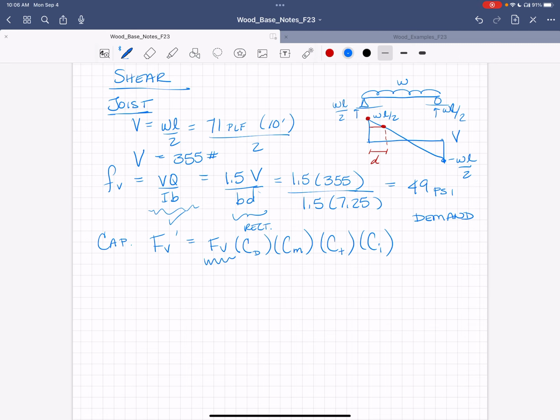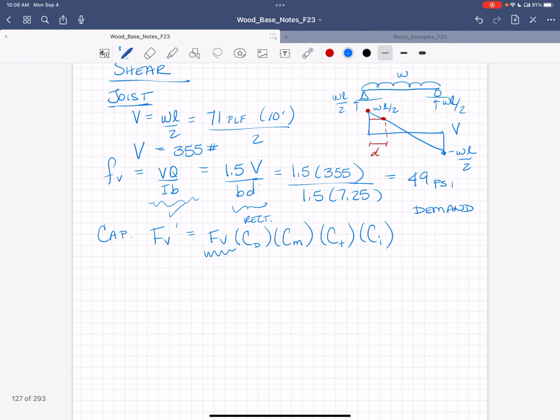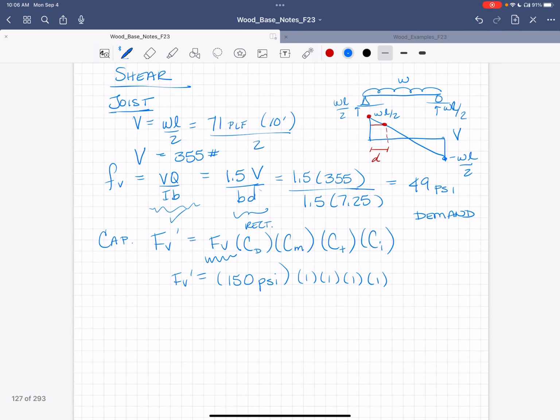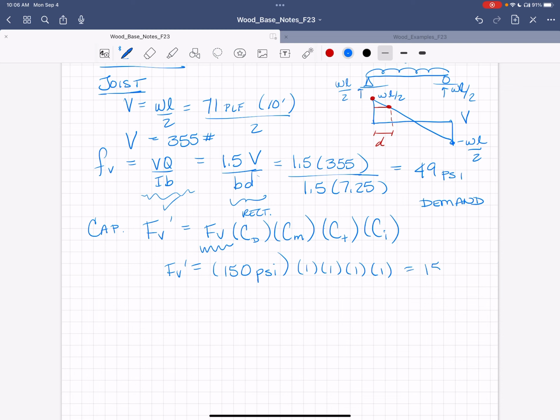And when I look that up in the table, the same table as the bending one, I go back and I get F sub V prime equals 150 psi times 1, 1, 1, 1, because none of these were the factors that were above 1. And so the capacity side is equal to 150 psi. So 49 psi is less than 150 psi, okay.